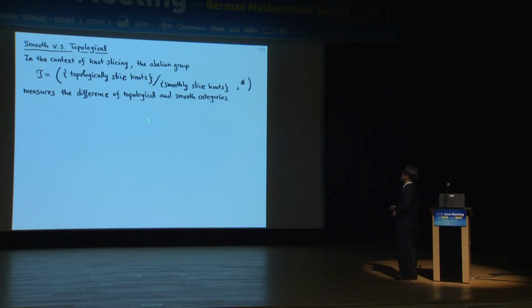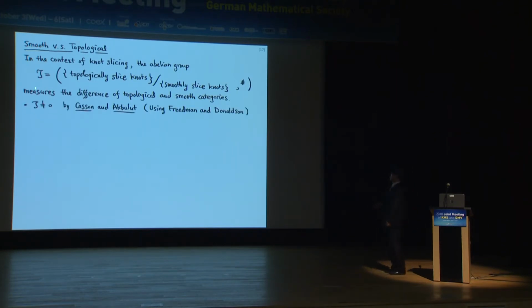All right, so let me just discuss very quickly the difference between the smooth and topological case and its relationship with the Cheeger-Gromov invariant. So in the context of knot slicing, we often think of the following abelian group. Now we think of topologically slice knots. So for these knots, we have a solution to the disk embedding problem in the topological category. And we think of them modulo smoothly slice knots. The group operation is the connected sum, and this group measures the difference between those 2 categories. So it is a very interesting problem to understand this group.